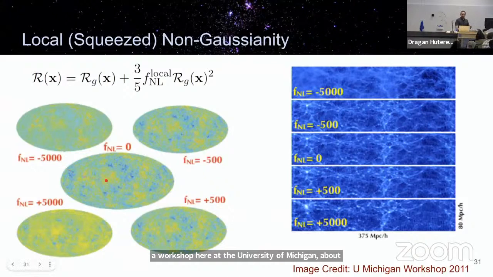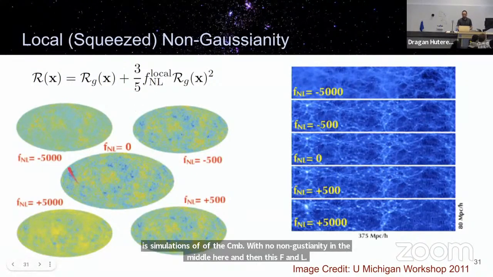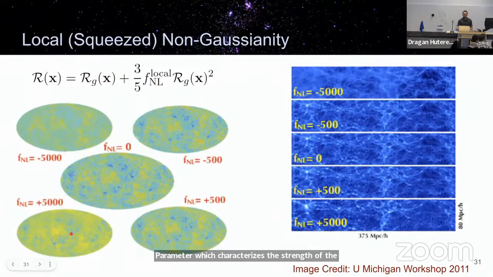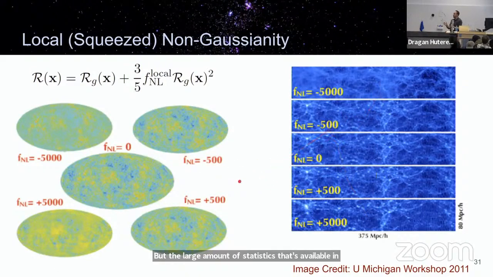This is simulations of the CMB with no non-Gaussianity in the middle here. And then this f_NL parameter, which characterizes the strength of the non-Gaussianity, is shown for negative values and for positive values. It turns out it's really hard to see by eye. So you have to make this value very, very large, like order 1 non-Gaussian, for our eyes to pick up what's going on. But the large amount of statistics that's available in the CMB and also in large scale structure allows us to detect even small deviations from purely Gaussian statistics.